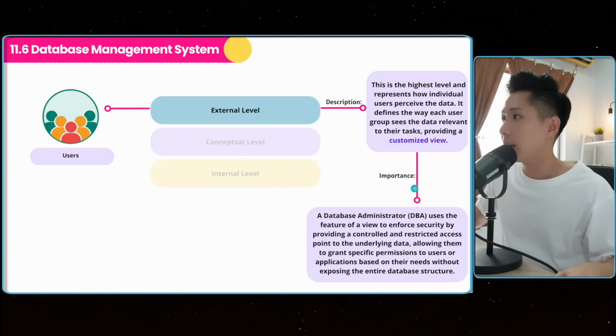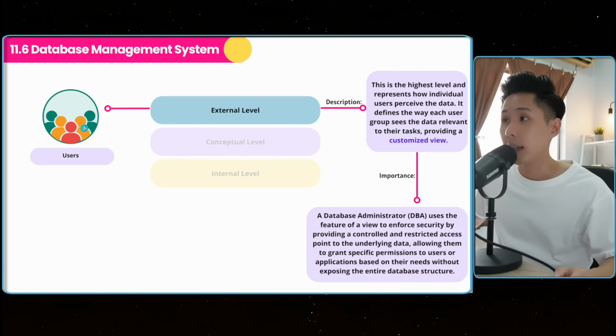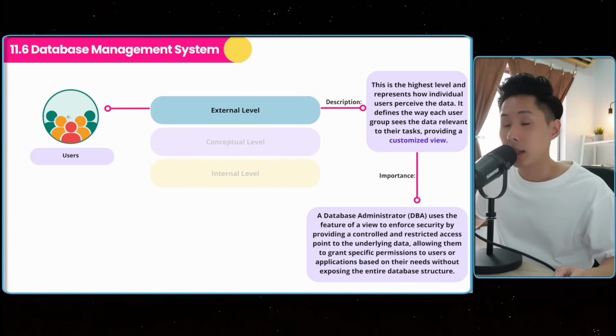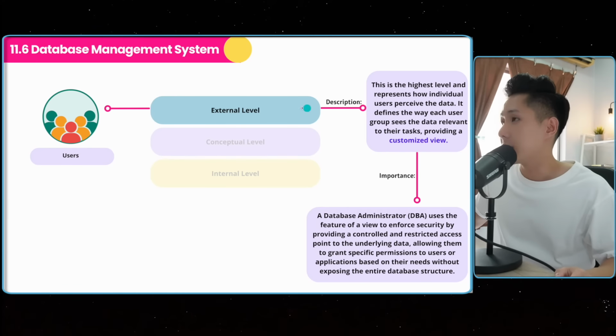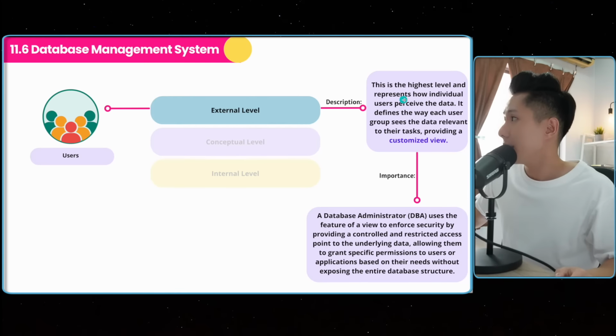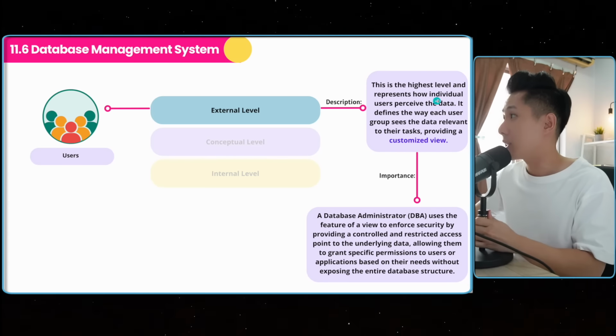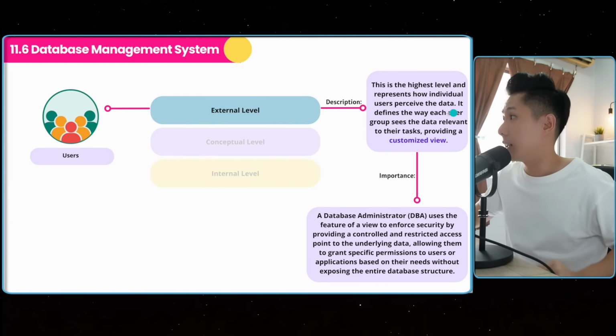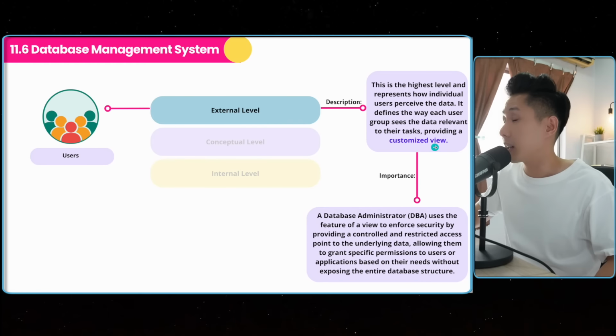So the third level, the external level, is related to the user. An example would be if you try to sort through a list of videos on YouTube, this is what they will be presenting to you. You don't have to know how to create a database. They do it for you. You are just accessing the data. So this is the highest level and represents how individual users perceive the data. It defines the way each user group sees the data relevant to their task, providing a customized view.